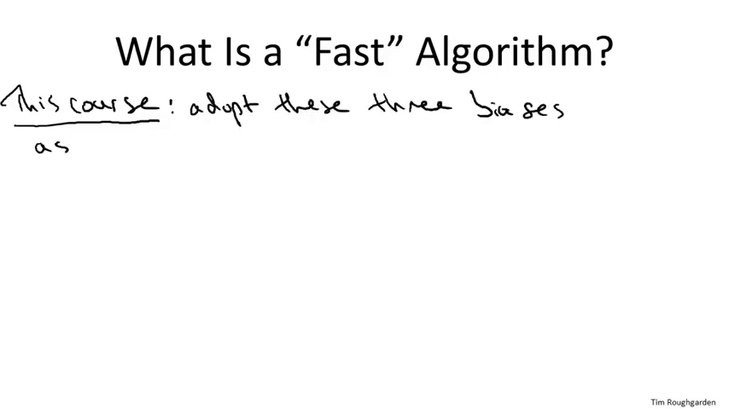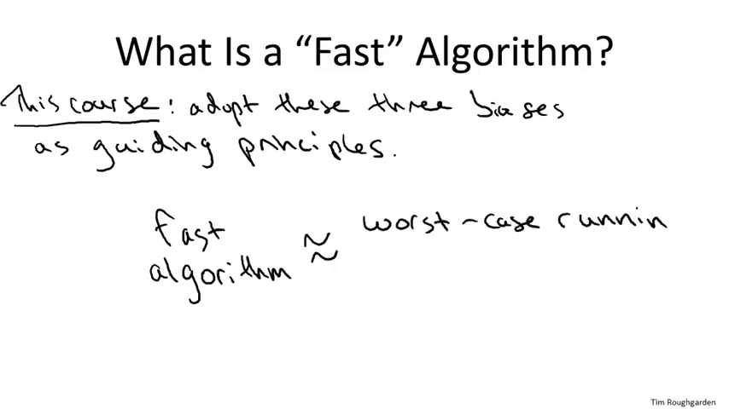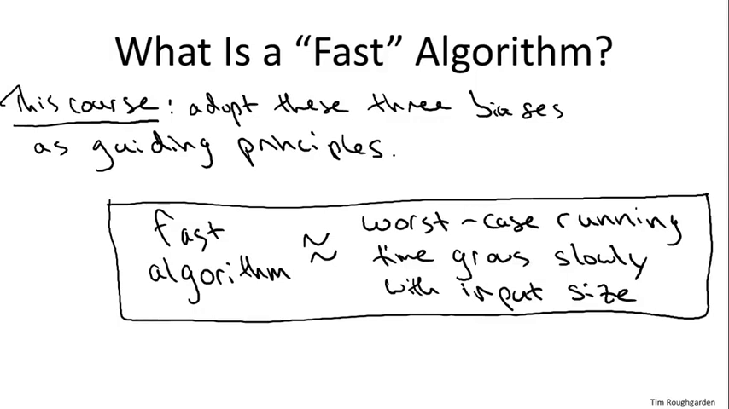The second guiding principle is we're not going to focus on constant factors or lower order terms. That would be inappropriate given the level of granularity at which we're describing algorithms. And third is we're going to focus on the rate of growth of algorithms for large problem sizes. Putting these three principles together, we get a mathematical definition of a fast algorithm. Namely, we're going to pursue algorithms whose worst case running time grows slowly as a function of the input size.